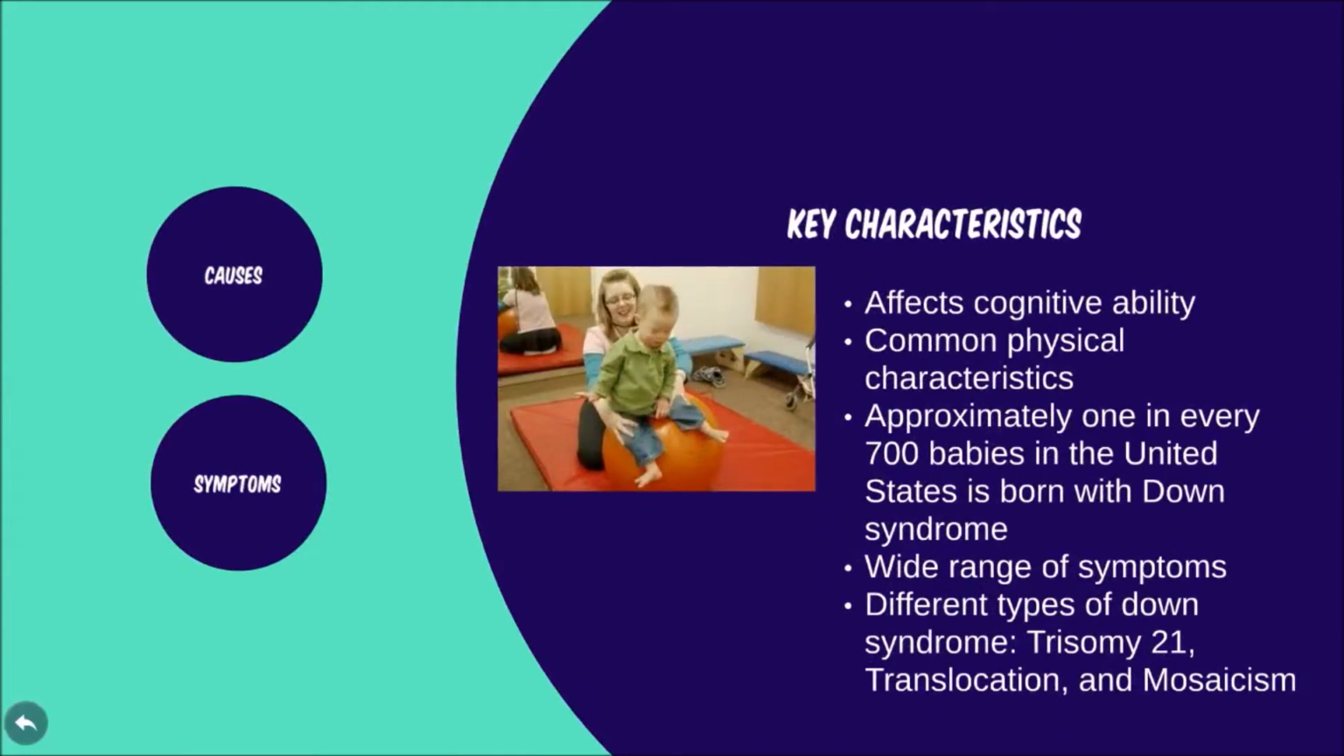So Down syndrome affects cognitive ability, and there are some physical characteristics that go along with Down syndrome. It is a quite frequent unique function that occurs approximately 1 in every 700 newborns in the US. It has a wide range of symptoms, and there are 3 different types.